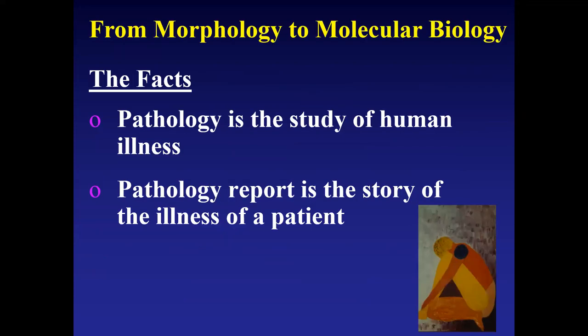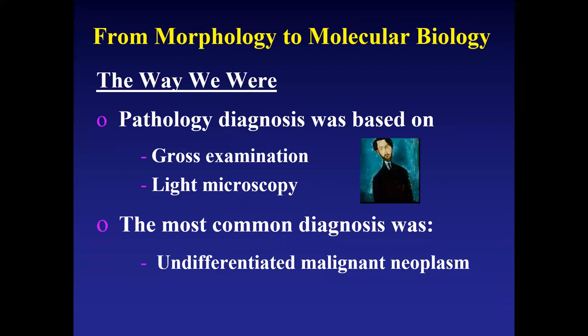To begin with, I want to just remind all of us that pathology is the study of human illness, and a pathology report is the study of the illness of a patient. So it's very important for us to really take the function of finding the roadmap to the clinical management of patients with a variety of illnesses. Now, a long time ago, pathology diagnosis was based on gross examination and light microscopy, and the most common diagnosis was undifferentiated malignant neoplasm.